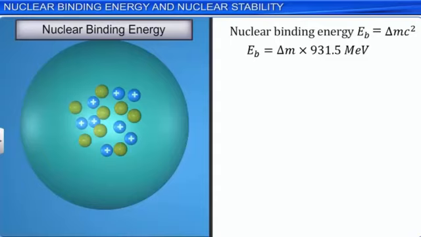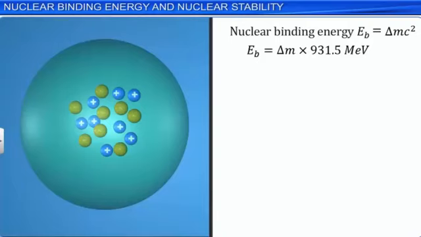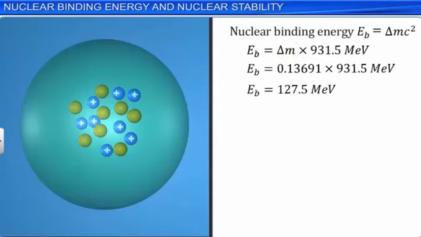For the oxygen nucleus, substituting the values of mass defect delta M equal to 0.13691 AMU and simplifying, we get EB is equal to 127.5 MeV. The value of EB can be obtained in Joule if we take delta M in kilogram.